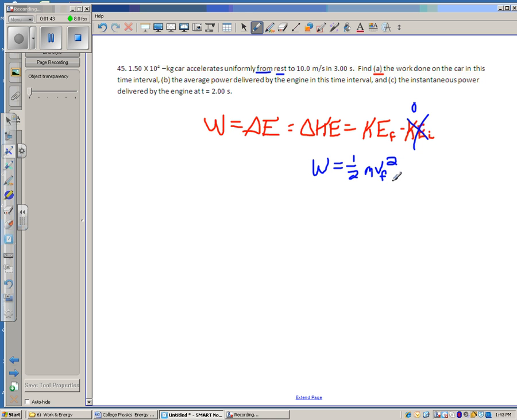We have m, we have v final, that's this guy. So 1/2 times the mass of the car, which is 1,000. That's not the mass of the car.